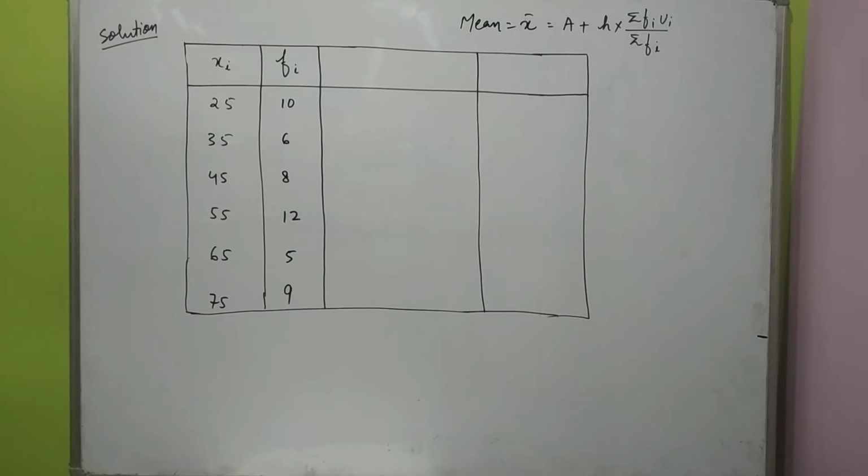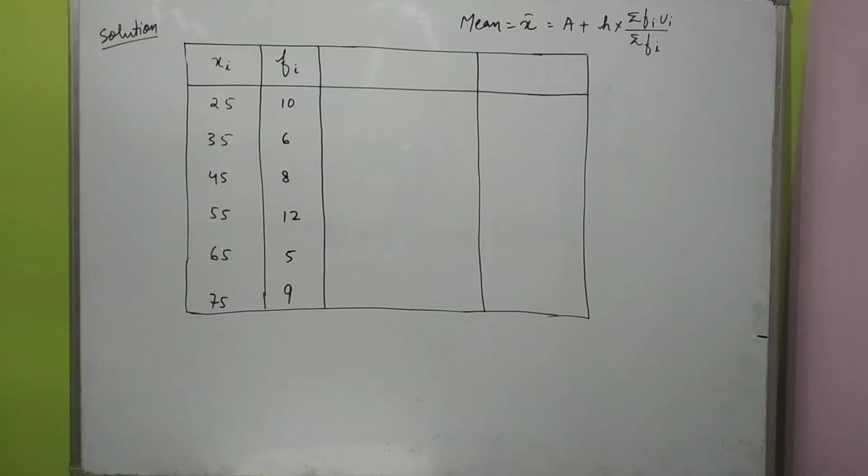The first step is to draw the table with xi and fi. Xi was 25, 35, 45, 55, 65 and 75, and fi, that is frequency, was 10, 6, 8, 12, 5 and 9. And see the formula for the step deviation method: mean is equal to A plus H multiplied with sigma fi ui by sigma fi. So use this formula to make all the columns one by one.